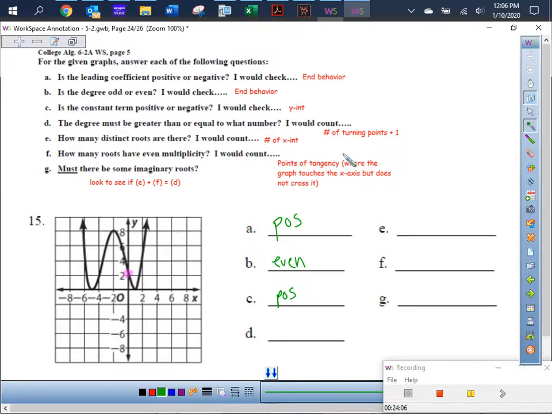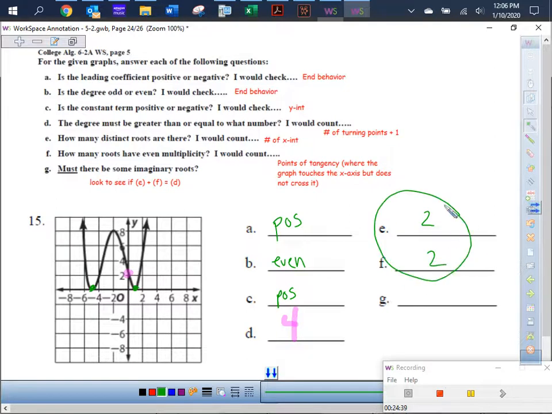D, degree is equal to the turning points plus 1. So 1, 2, 3 turning points plus 1 more is 4. How many distinct roots are there? That's counting our x-intercepts. There are 2 of those. And how many of those were points of tangency? Well, this one and this one. They're both points of tangency, so there's 2 of those. Does this plus this equal this? Yes. Opposite game. No is the answer to this question because there are no imaginary zeros. You can see that didn't happen.